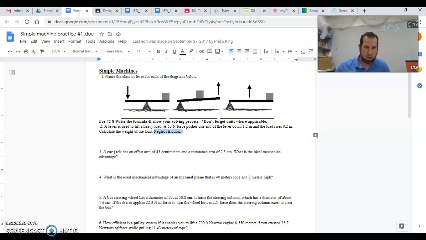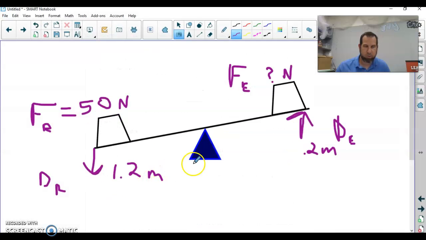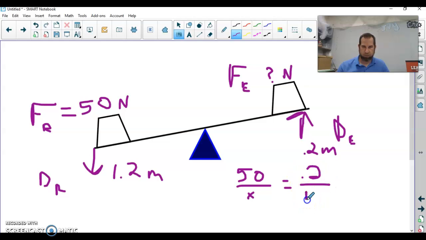It's pretty simple, then it's just a matter of setting up the equation. AMA is equal to IMA, force of resistance over force of effort. So 50 over x is equal to distance of effort, 0.2, divided by distance of resistance, 1.2. Cross multiply and solve, and your answer, you should use the units.